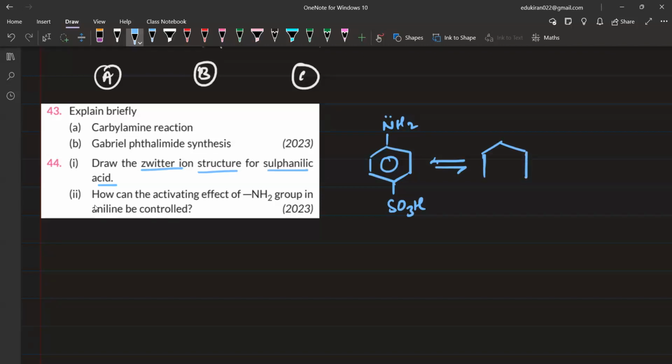This NH2 is basic in nature, and this hydrogen is acidic, and that is why you get a Zwitter ion form, where the lone pair of NH2 attacks the hydrogen atom and it forms NH3 positive, leaving the sulfanilic acid SO3H as SO3 negative. So the Zwitter ion has both positive and negative charges. This is the Zwitter ion form.